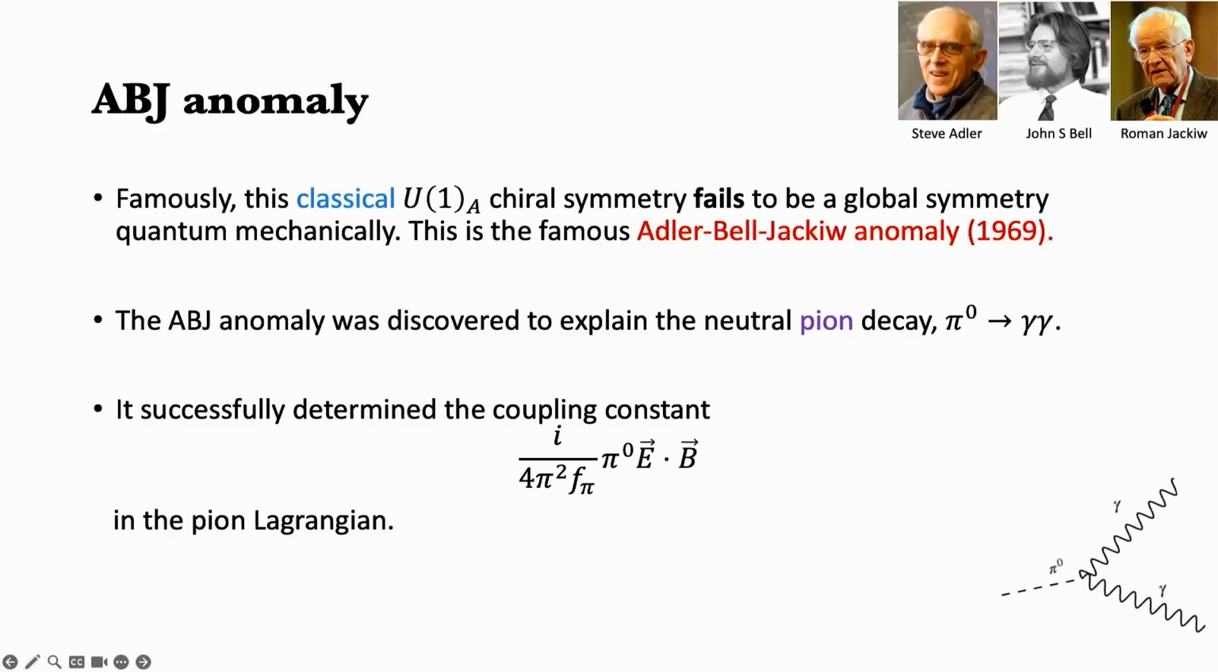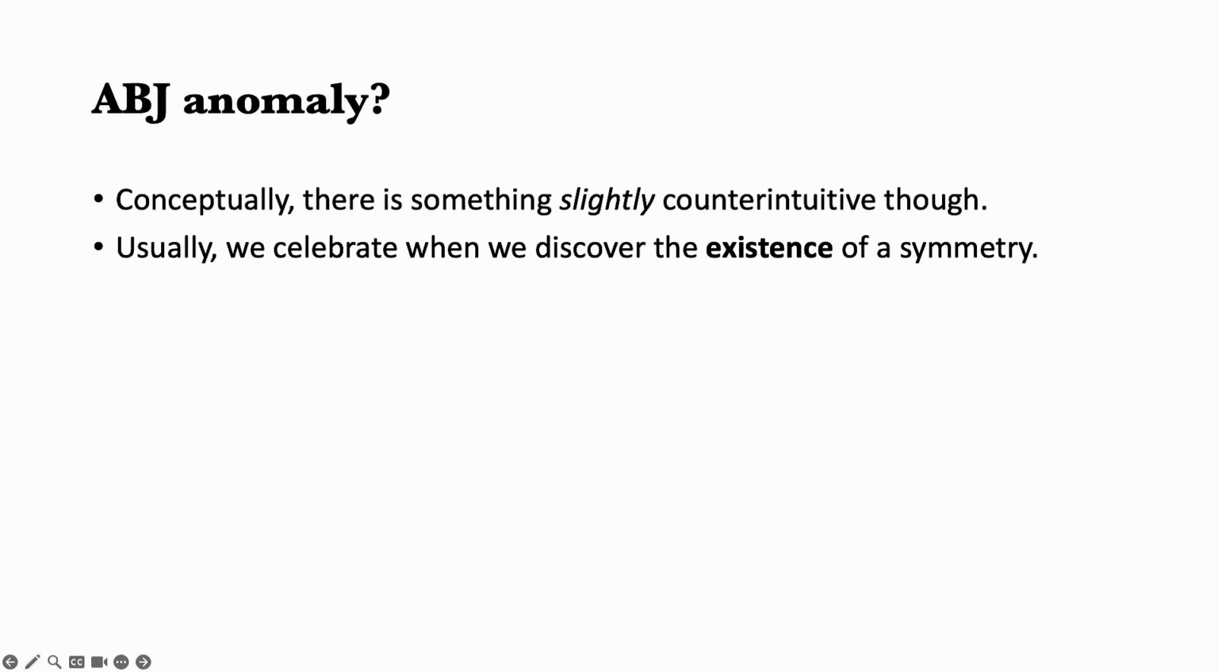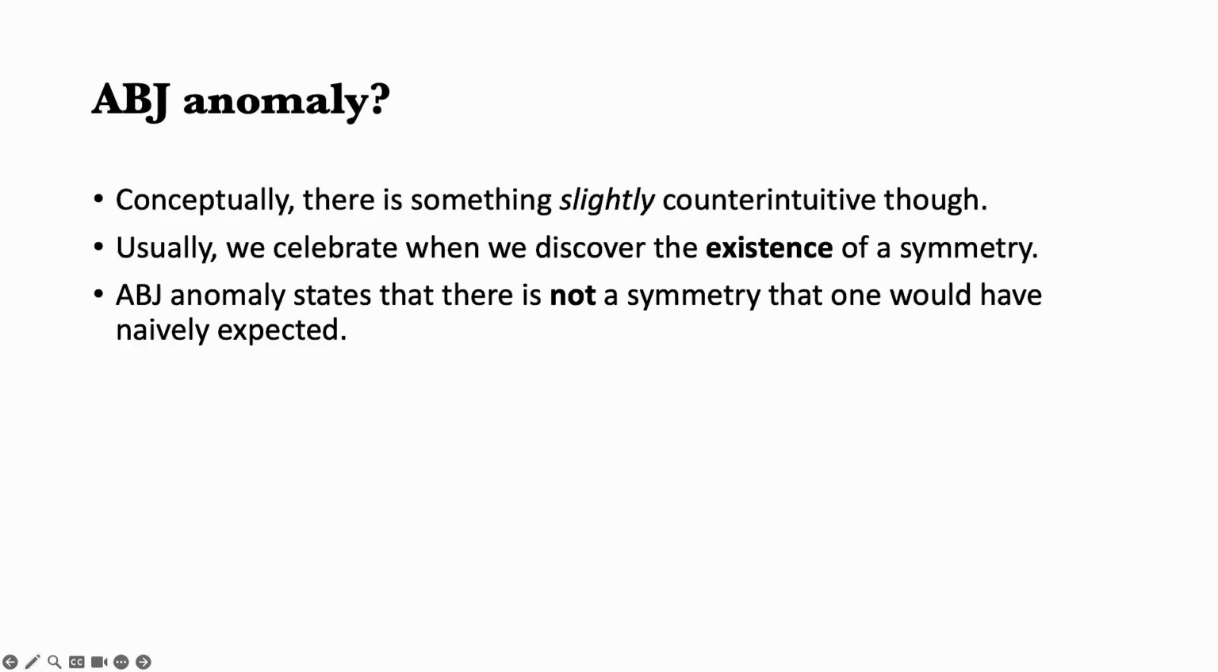But if you think about the story a little bit more, there's something very slightly counterintuitive. Usually in physics, we celebrate when we find a new global symmetry of the quantum system. We use that global symmetry to derive new selection rules, new constraints on correlation functions. In the context of the ABJ anomaly, it was exactly the opposite. The ABJ anomaly told you that there is not a symmetry that you would have naively expected. Now, the word anomaly is heavily abused in theoretical physics, so I should really clarify what I mean here. By ABJ anomaly, I mean the symmetry at the end of the day is broken by this quantum effect.